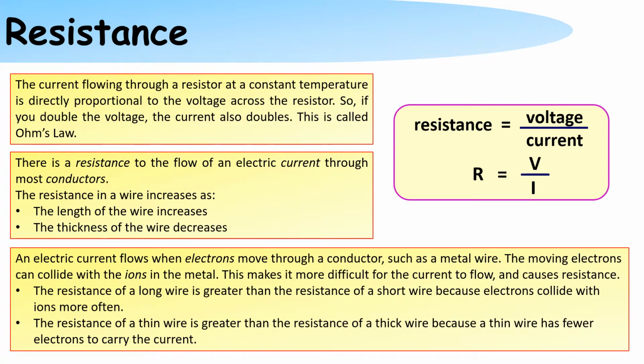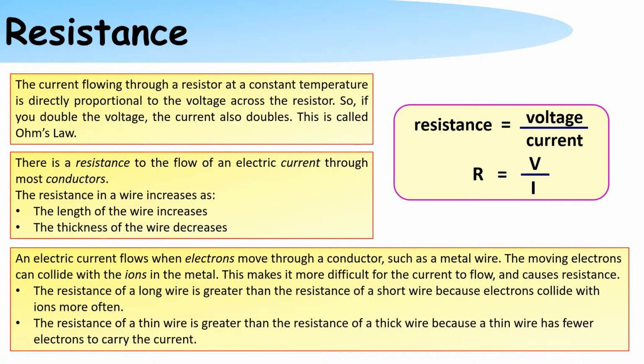An electric current flows when electrons move through a conductor such as a metal wire. The moving electrons can collide with the ions of the metal. This makes it more difficult for the current to flow and causes resistance. The resistance of a long wire is greater than the resistance of a short wire because the electrons collide with the metal ions more often.